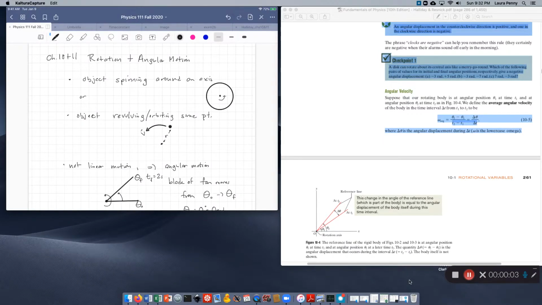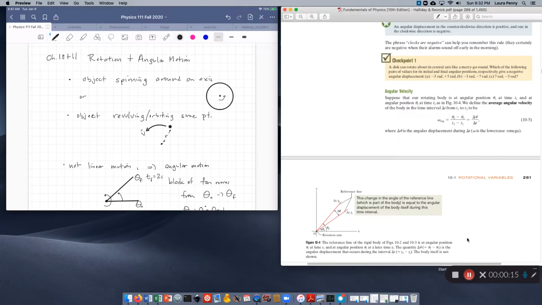Hey, Physics 111. All right, so this is the first recorded lecture for chapters 10 and 11. I'm just going through them all together. They kind of all fit together, so I'm not going to distinguish between what's chapter 10 and what's chapter 11. All right, so these chapters are about rotation and angular motion.